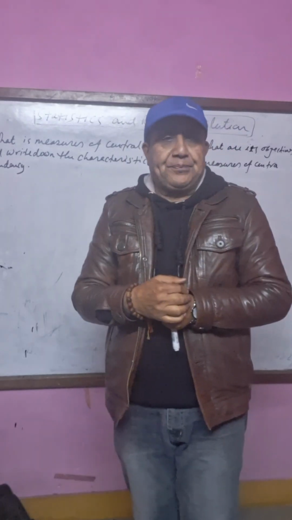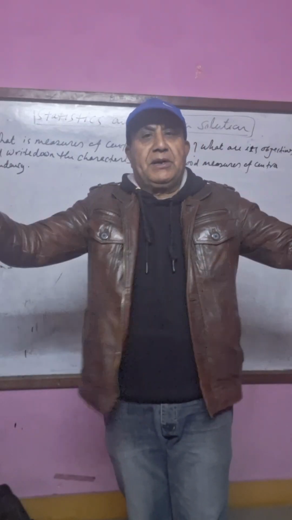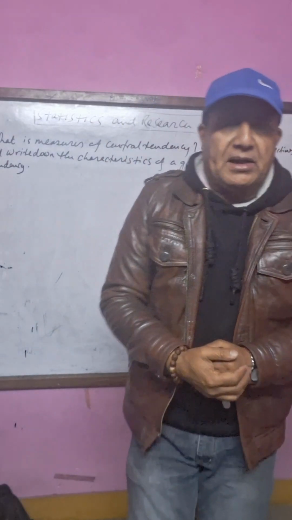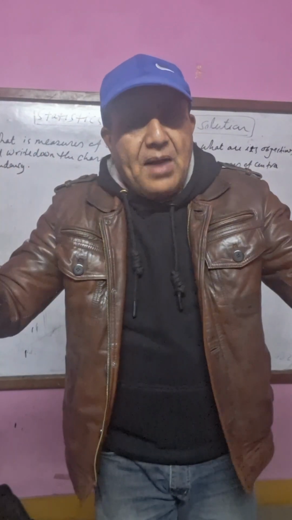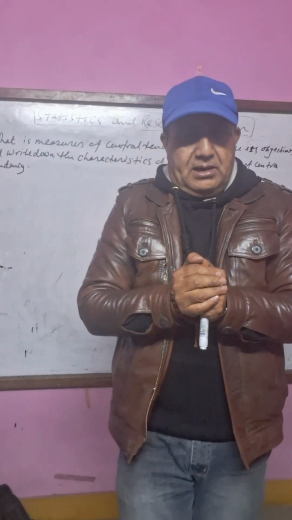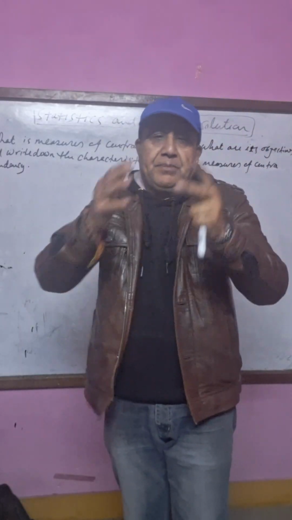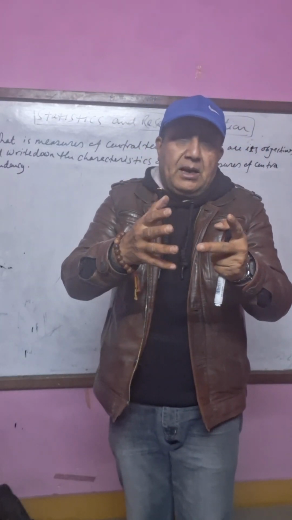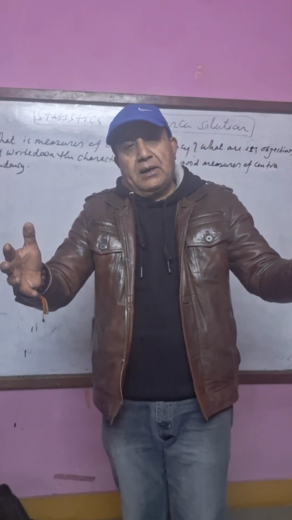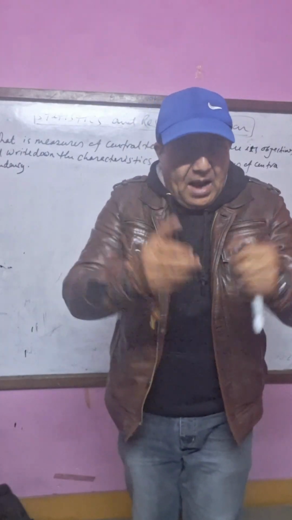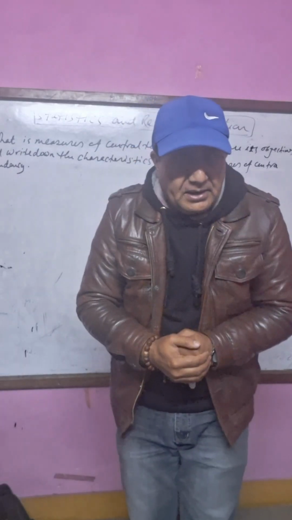Central tendency is also known as average. Average and measure of central tendency are the same. And all of you know there are 5 types of averages or 5 measures of central tendency: mean, median, mode, geometric mean, harmonic mean. These are the types of average, the methods of central tendency.